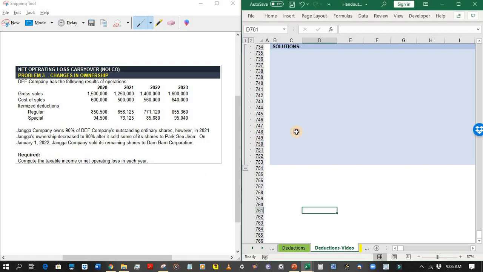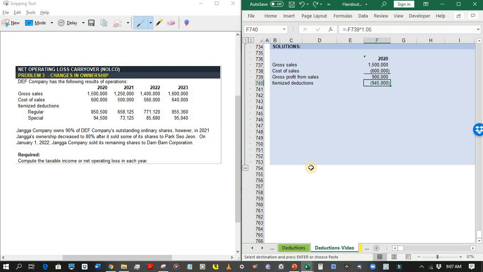So let's start with 2020. So to compute for the taxable income, for 2020, we have 1.5 million. Let us deduct the 600,000 cost of sales. So we have a gross profit of 900,000 pesos. Then let us deduct our itemized deductions. So this time we have both regular and special itemized deductions. So the total is 945,000 pesos. So our result is a negative 45,000 pesos, and this is a net operating loss.